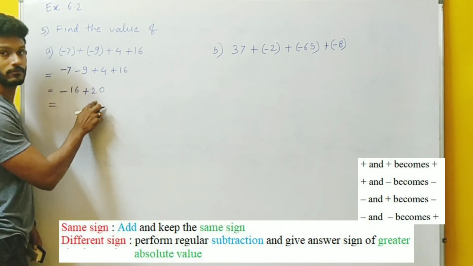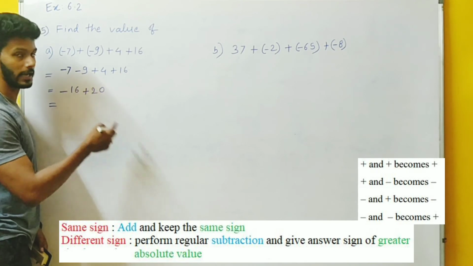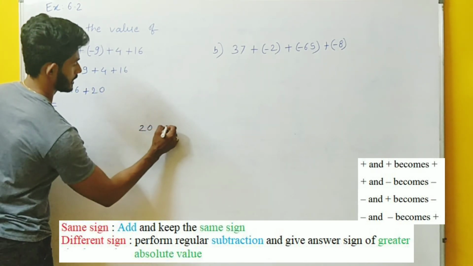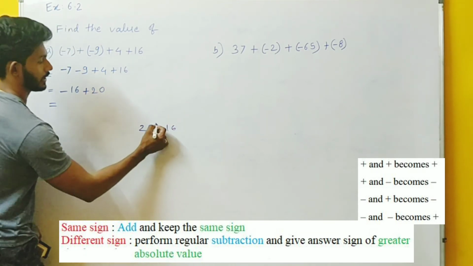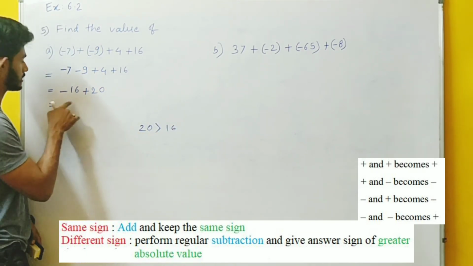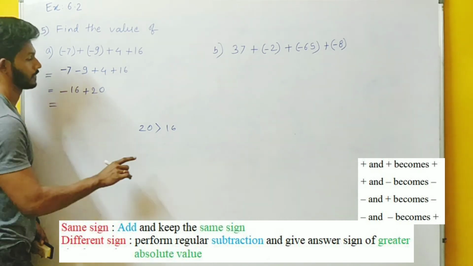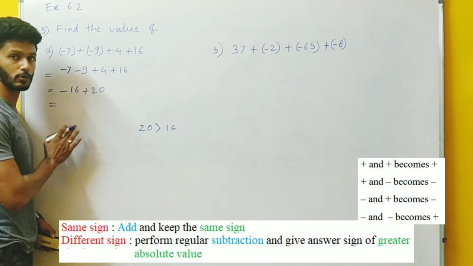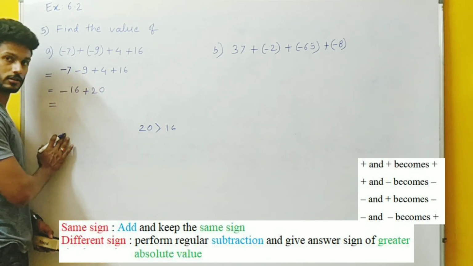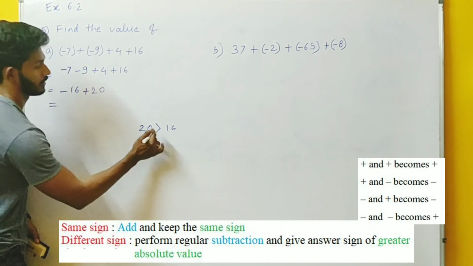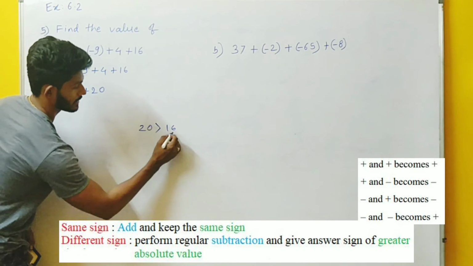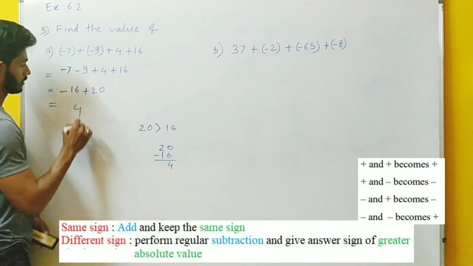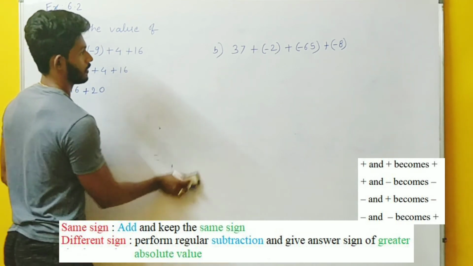Different sign, then we are going to subtract and the answer will have the sign of the greater number. So compare these two numbers, 16 and 20. 20 is greater, so 20 is having a positive sign, so my answer will have a positive sign. Okay? So no need to write the positive sign over here, because if we don't write a positive sign, it can be easily understood that it is a positive number. So now we are going to subtract 16 from 20. The answer will be 4. So the answer for this one will be 4.